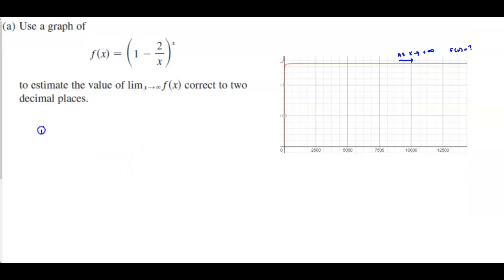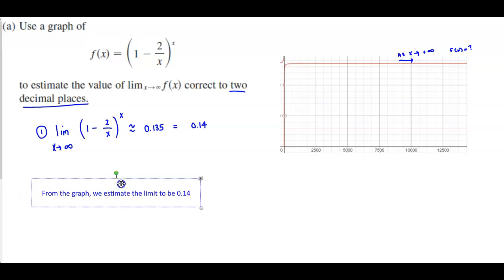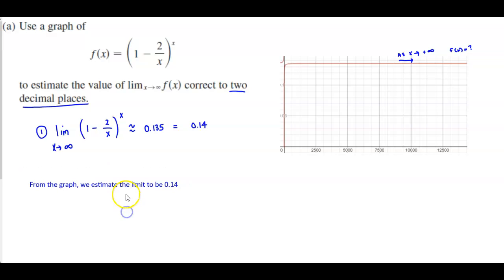So for the first part, we know that the limit as x is approaching infinity of the function (1 minus 2 over x) to the power of x is approximately 0.135. And we want to round this to 2 decimal places. So we're going to say 0.14 for this limit. And so to summarize what we've just done, we can say that from the graph, we estimate the limit to be 0.14.